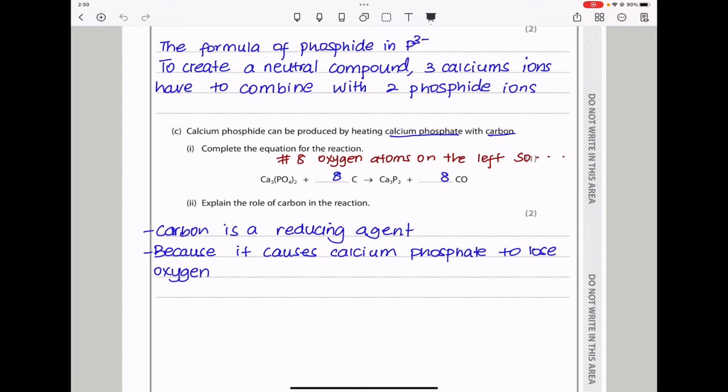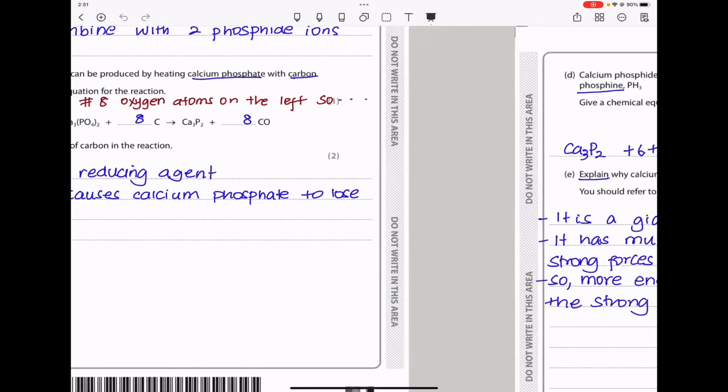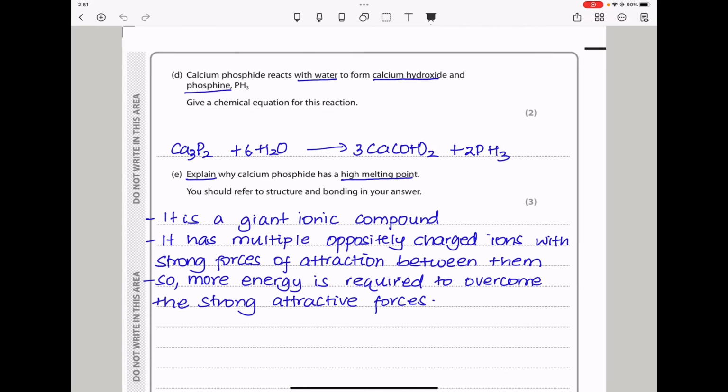Next they say, explain the role of carbon in the reaction. Here, carbon is acting as a reducing agent because you can see it takes away oxygen from this compound here. So I said carbon is a reducing agent because it causes calcium phosphate to lose its oxygen. Moving on. In part D, calcium phosphide reacts with water to form calcium hydroxide and phosphine, which is that. They say give a chemical equation for this reaction.